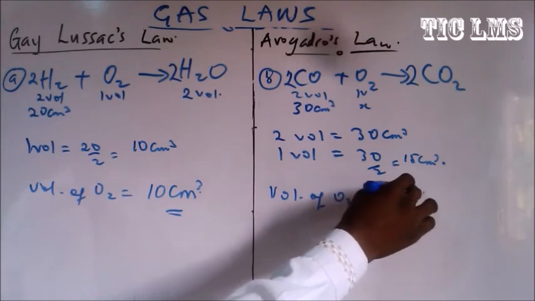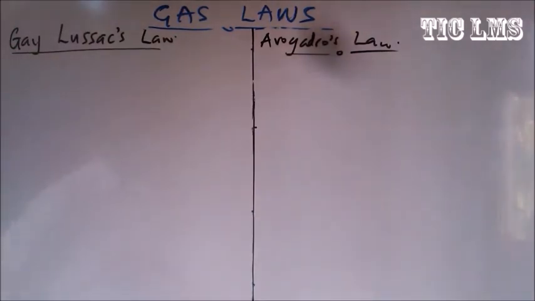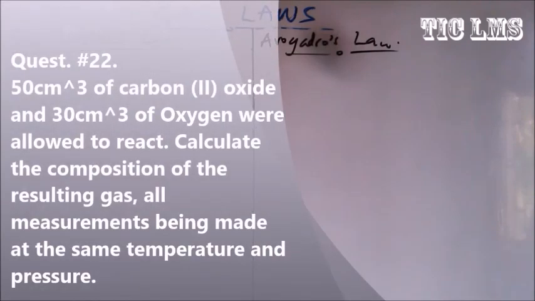Next question says 50 cm cubed of carbon monoxide and 30 cm cubed of oxygen were allowed to react. Calculate the composition of the resulting gas. All measurements being made at the same temperature and pressure.